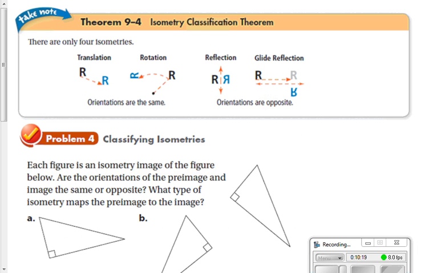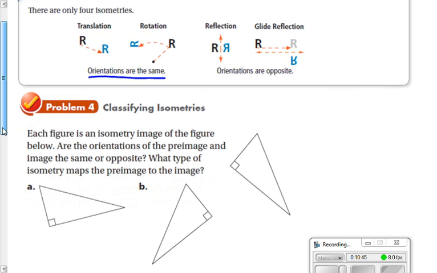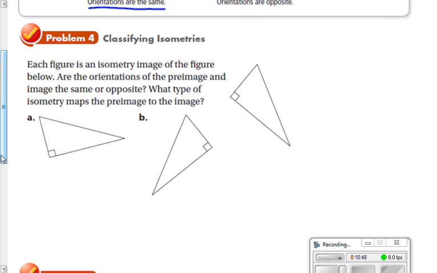All right, the last thing we're going to do is talk about classifying isometries. There are only 4 isometries: translation, rotation, reflection, and glide reflection. And you should know that if it's a translation or a rotation, the orientations will be the same. That is, the direction of the object may change. It may have turned, but it hasn't changed. And when you reflect it, your orientation is the opposite of what it started. So look at these figures below and we'll decide what type of isometry maps the pre-image to the image.